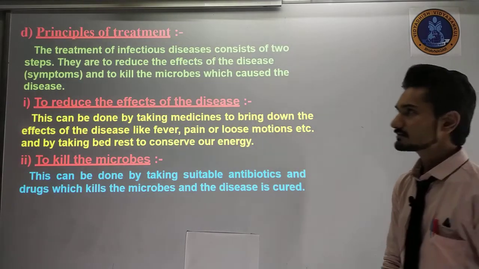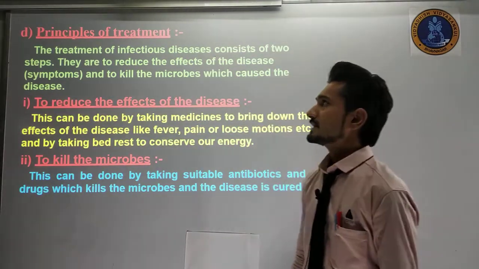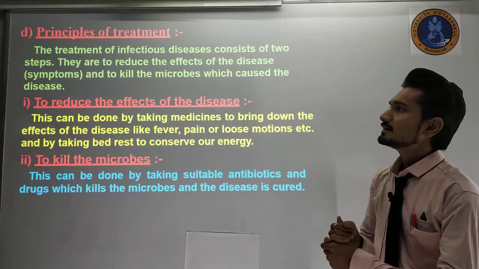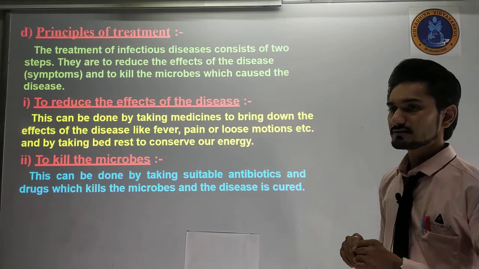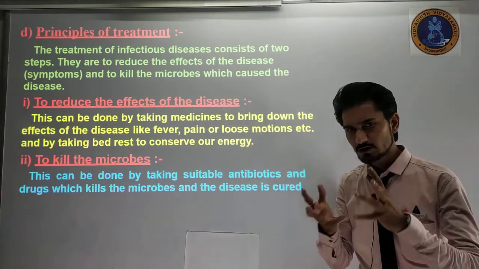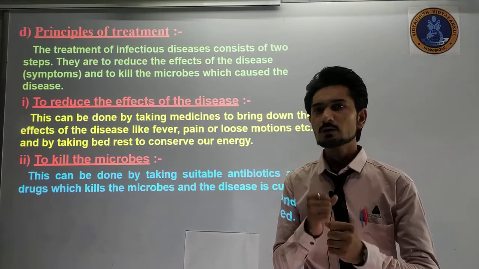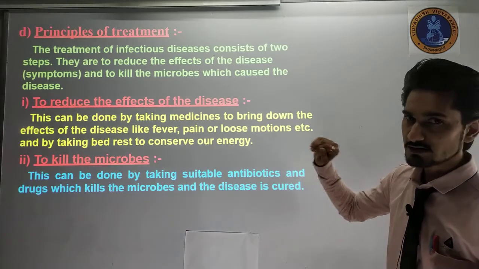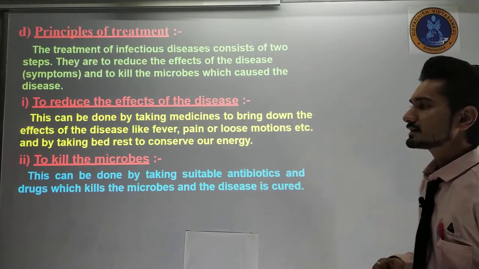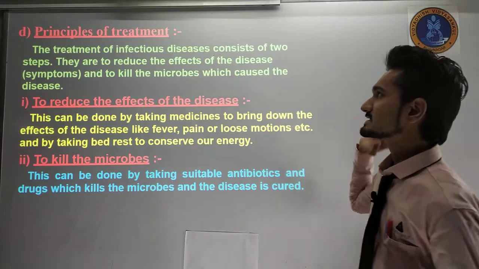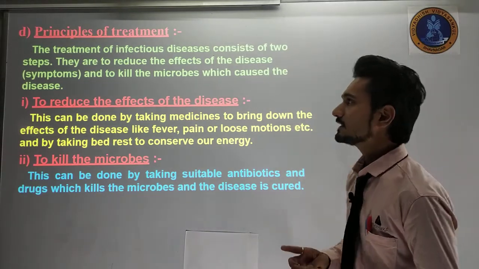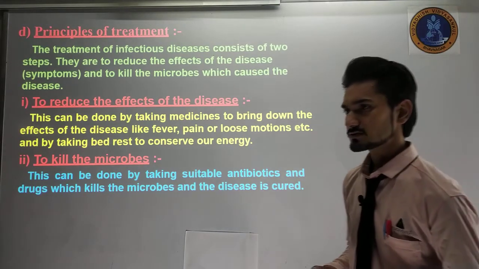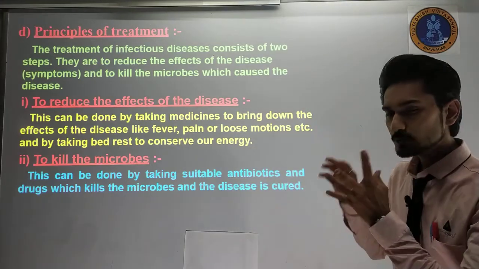This is the last topic that we are discussing: principles of treatment. Now, what are the principles of treatment? It means if we have to treat a disease, what should we do? Then these are the things that we have to do to get the treatment properly. The treatment of an infectious disease consists of 2 steps: to reduce the effects of the disease and to kill the microbes. So there are 2 things that we can do to treat our disease.